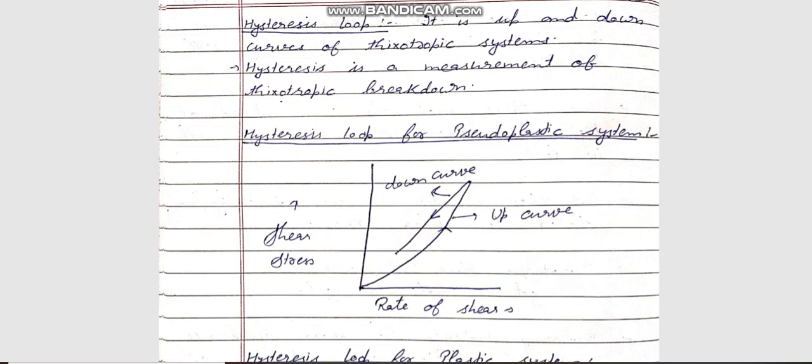Hello everyone. Today we are going to discuss what is the hysteresis loop. Hysteresis loop is the up and down curve of the thixotropic system. If we simply talk about the thixotropic system, here we plot a graph between shear stress and the rate of shear. So we only obtain a single curve, that is the up curve. But the up curve represents the system that shear has been applied, and then the system will behave like this.